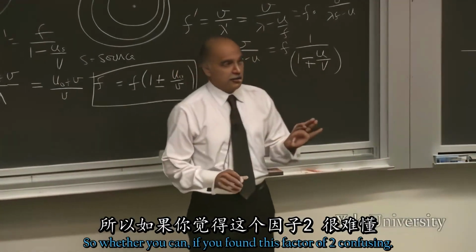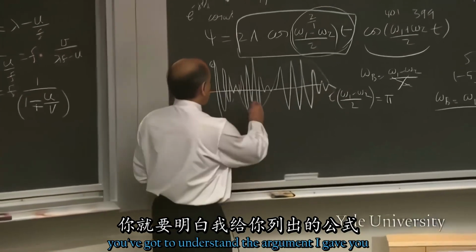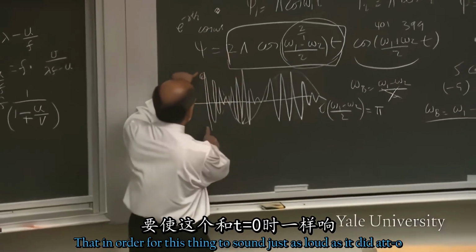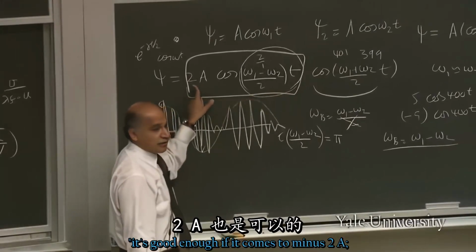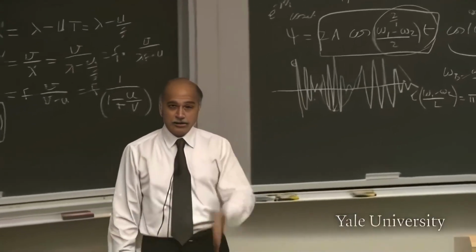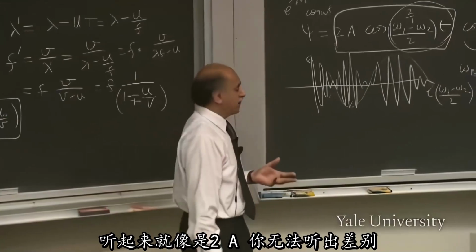So if you found this factor of 2 confusing, you've got to understand the argument I gave you. In order for this thing to sound just as loud as it did at t equal to 0, it's not necessary that this number come to 2a. It's good enough if it comes to minus 2a. Minus 2a times a rapid cosine, which is oscillating on top of the minus 2, will also look like plus 2. You cannot tell the difference.